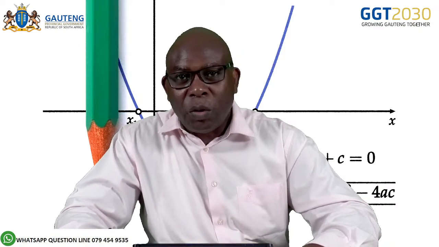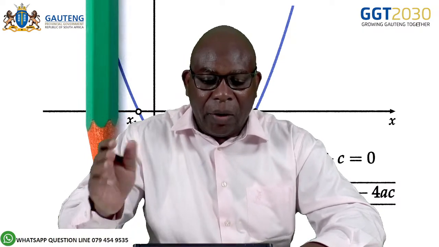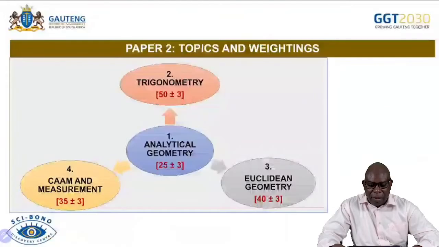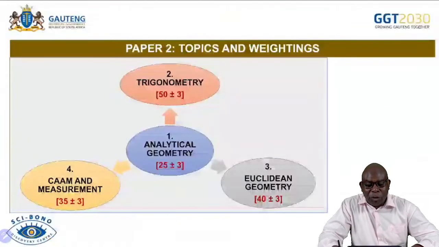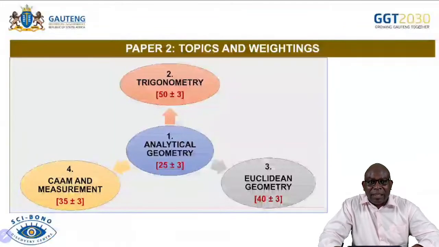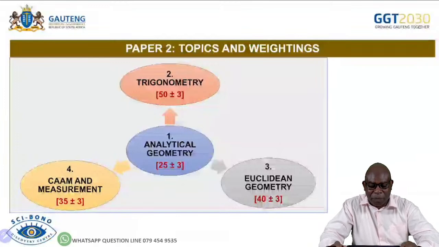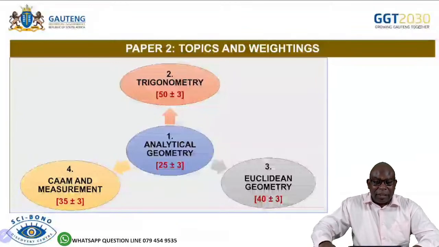So today we're going to look at paper 2 revision, which has these 4 important topics. Now, the first topic that I'm going to look at is the analytical geometry. So the analytical geometry has got plus minus 25 marks. That is 25 plus 3, plus minus 3.